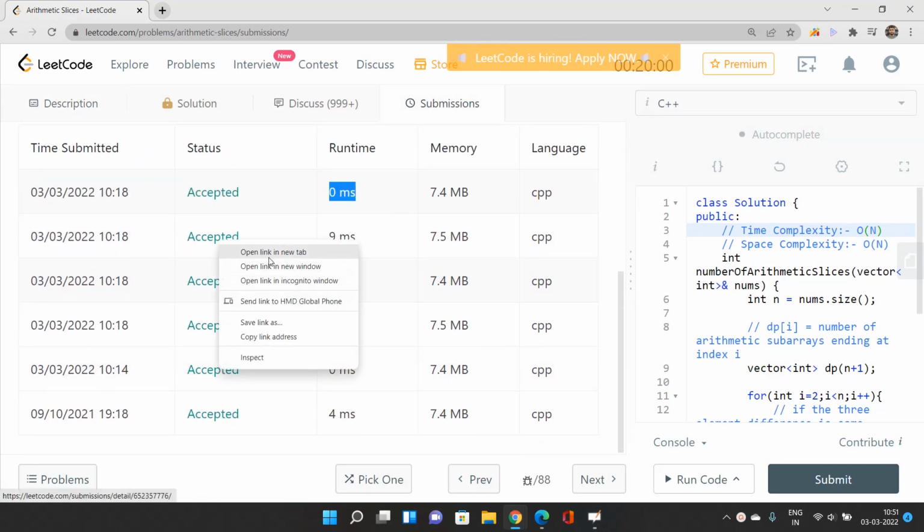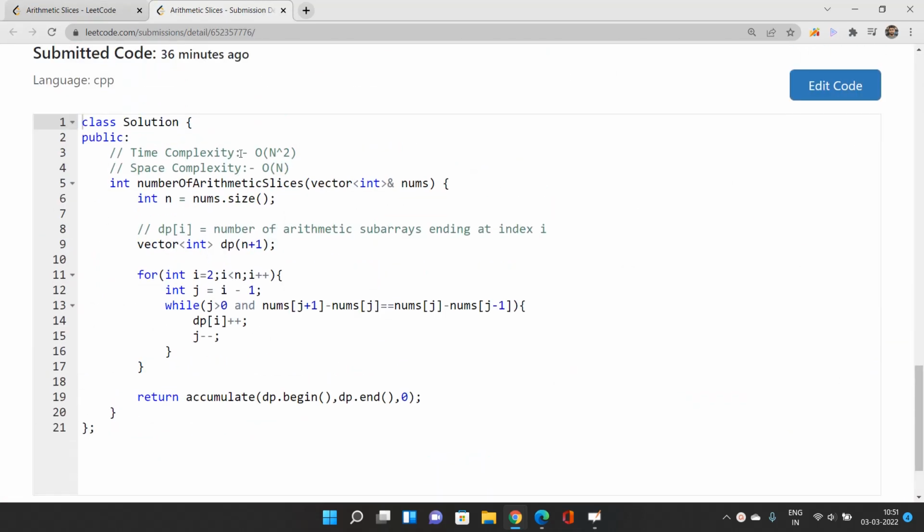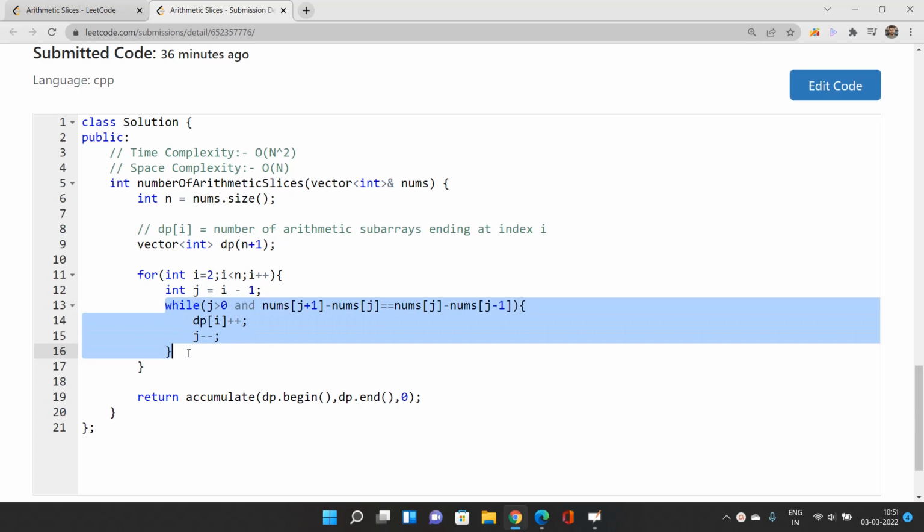So the brute force has O of n square time and O of n space. You can see time complexity is O of n squared, space complexity is O of n. So I will write down dp of I as number of arithmetic subarrays ending at the index I. I will start with 2 because we have to consider at least 3 length subarray, and j as I minus 1. So we will run this loop.